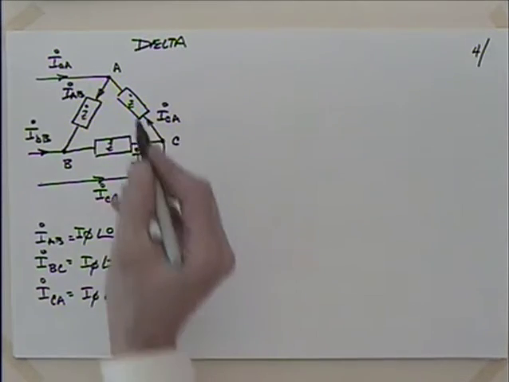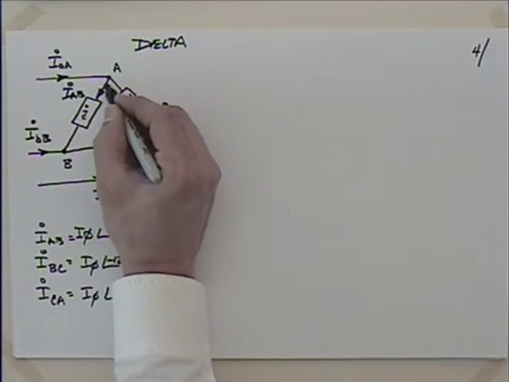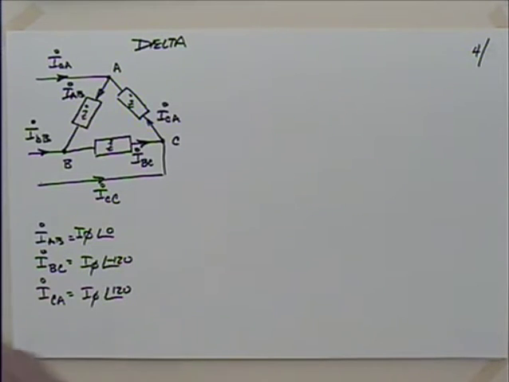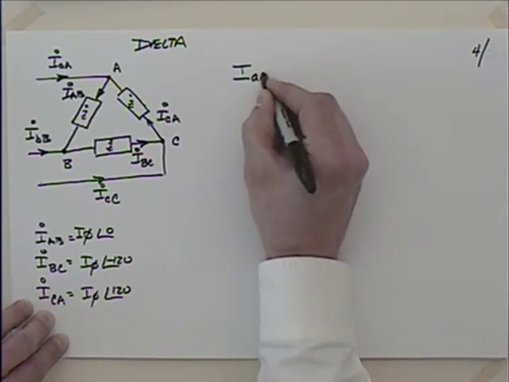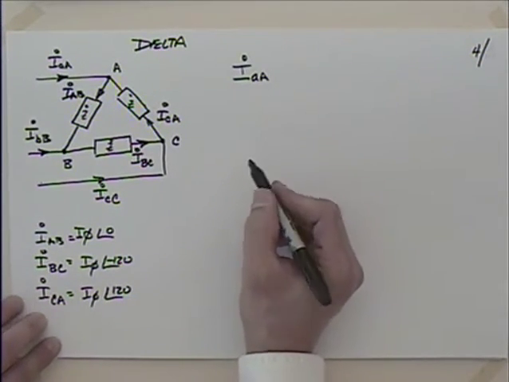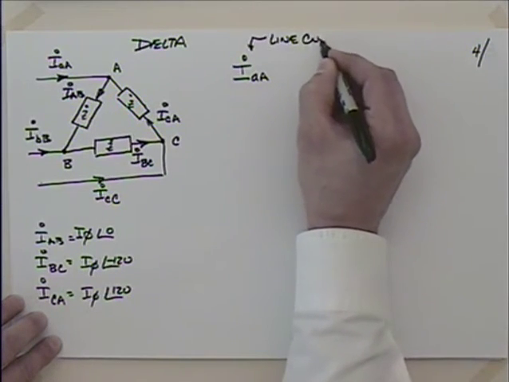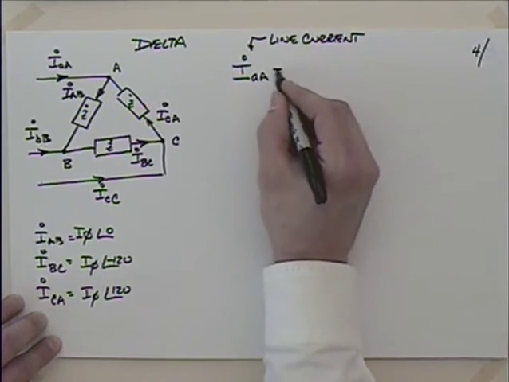I think you could imagine as this line current, I little a, big A, goes to point A, it could split between these two branches. So we want to try and relate those. Let's see if we can do that. I could talk about relating I little a, big A, that's the line current, to the phase currents.